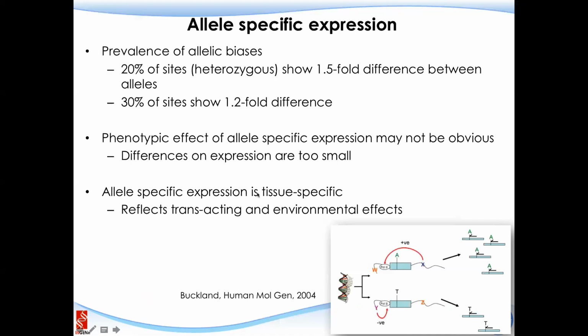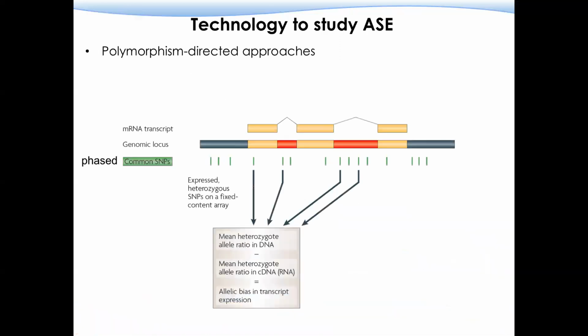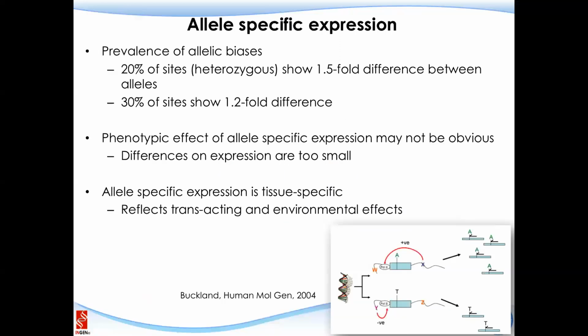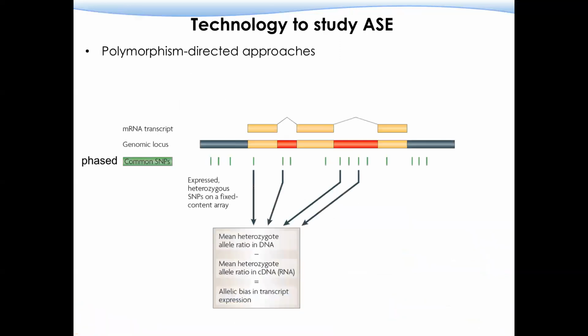Also, allele-specific expression is highly tissue-specific. Recently, there is a Nature paper reviewing allele-specific expression in mammals, a lot of mammal species and mammal cells, and they found first that it is very tissue-specific. This is the most important thing, and it can reflect some environmental effects, but it's not a very fixed or very well studied field, I think. But there are some technologies to study allele-specific expression. Definitely, we need to use the SNP.